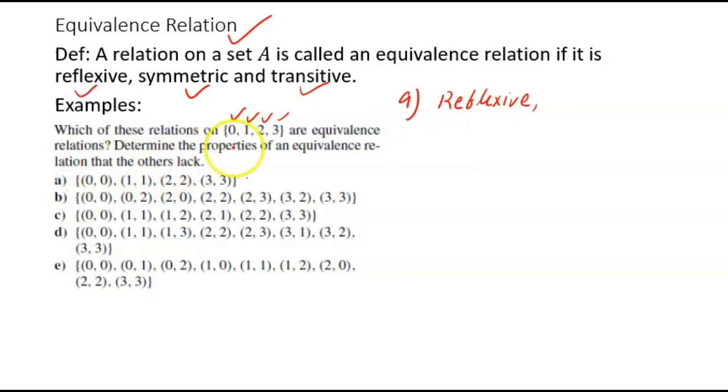It is certainly symmetric, because we don't have any element where a and b are not equal, so an (a,b) type element is not present. So we don't care whether (b,a) is present or not. So it is certainly symmetric as well.